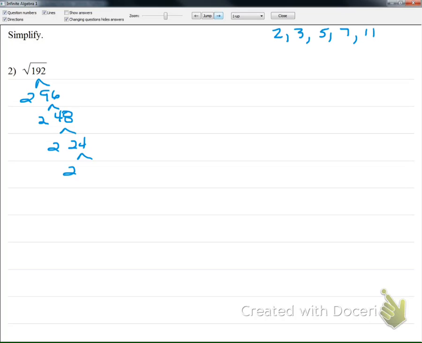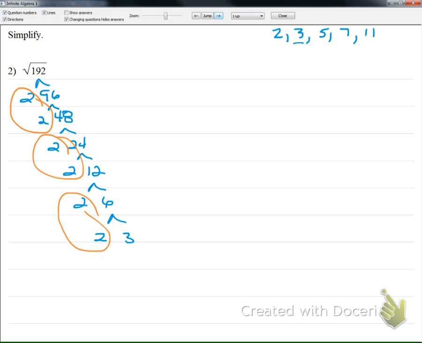24 divided by 2. Oh, now I can start to do them in my head. 12. 12 divided by 2 is 6. 6 divided by 2 is 3. Oh, 3 is a prime number, so I'm done. That's the prime factor pairs. Alright, now I need to find groups of the same number. I have 1, 2, 3 pairs of the number 2.